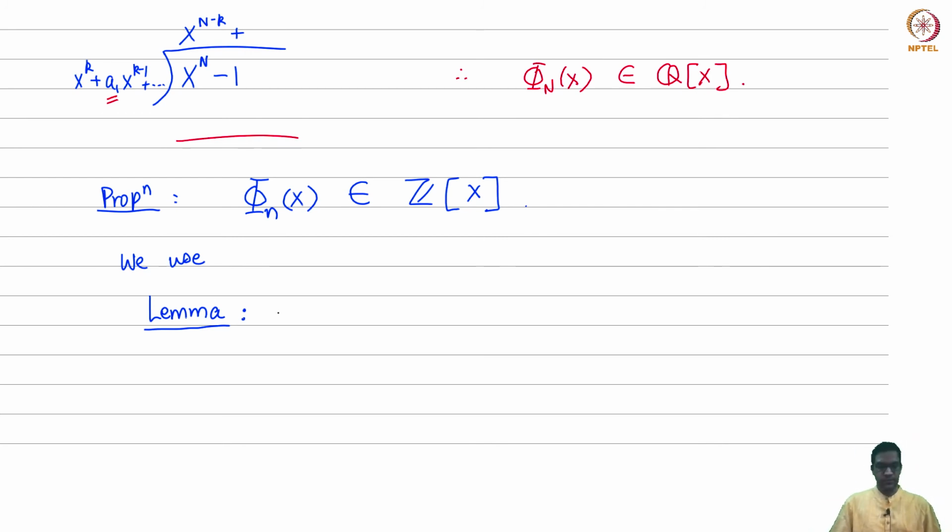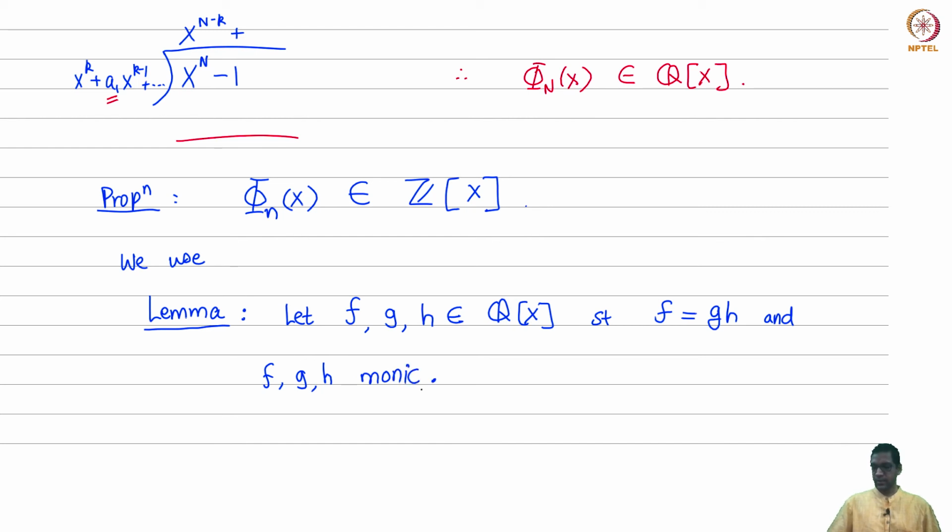So this lemma says that if I have f, g, h polynomials with rational coefficients such that f equals g times h, and f, g, h are all monic polynomials in Q[x], now if f is in Z[x], if f has integer coefficients, then both g and h also have integer coefficients.